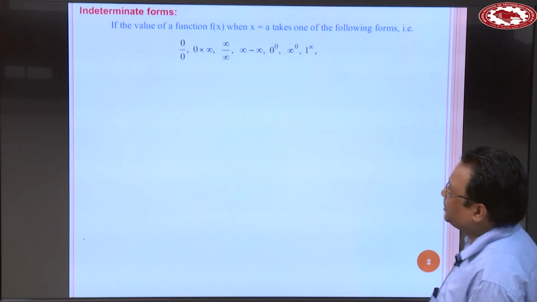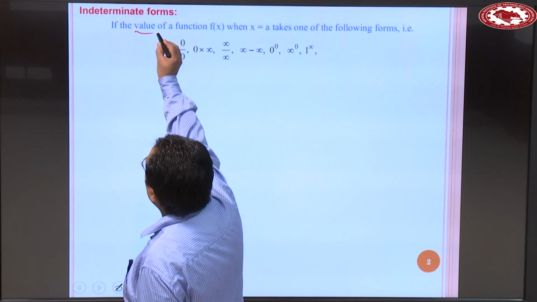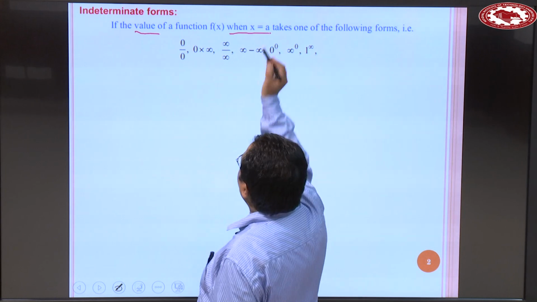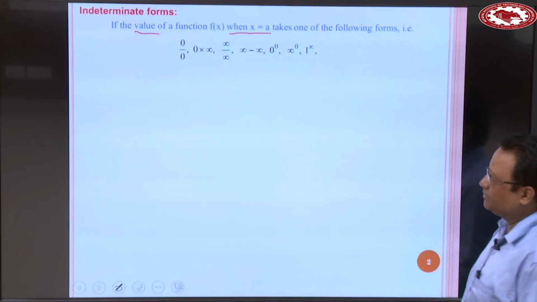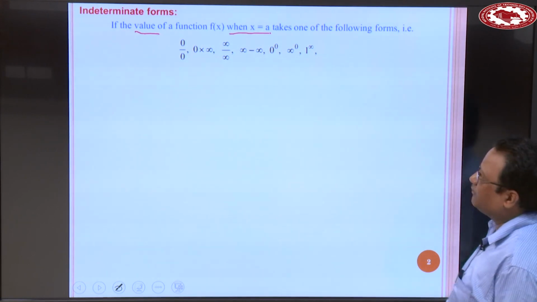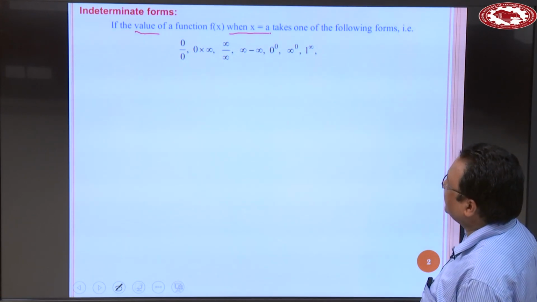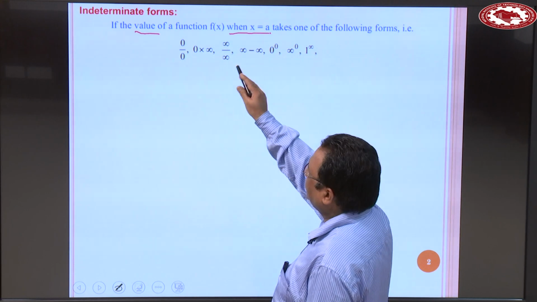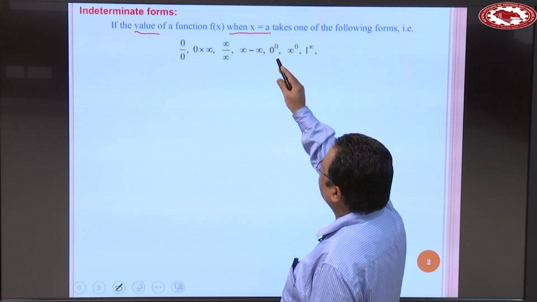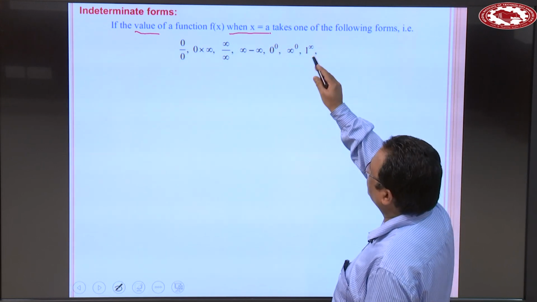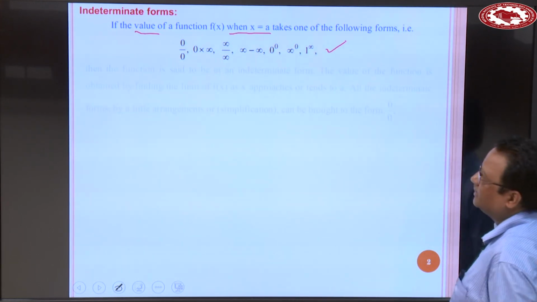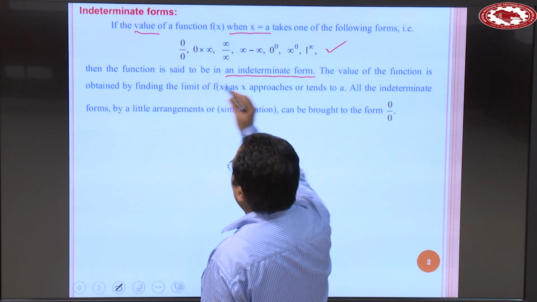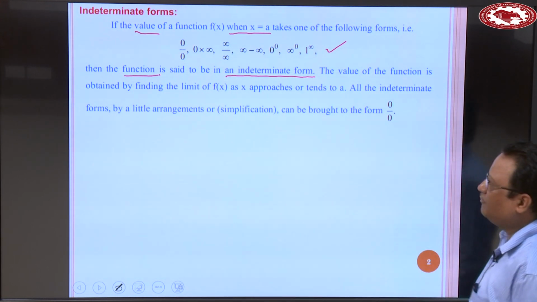So, if the value of a function f(x) when x is equal to a takes one of the following forms, that is 0 over 0, 0 cross infinity, infinity divided by infinity, infinity minus infinity, 0 raised to power 0, infinity raised to power 0 and 1 raised to power infinity, then the function is said to be an indeterminate form.